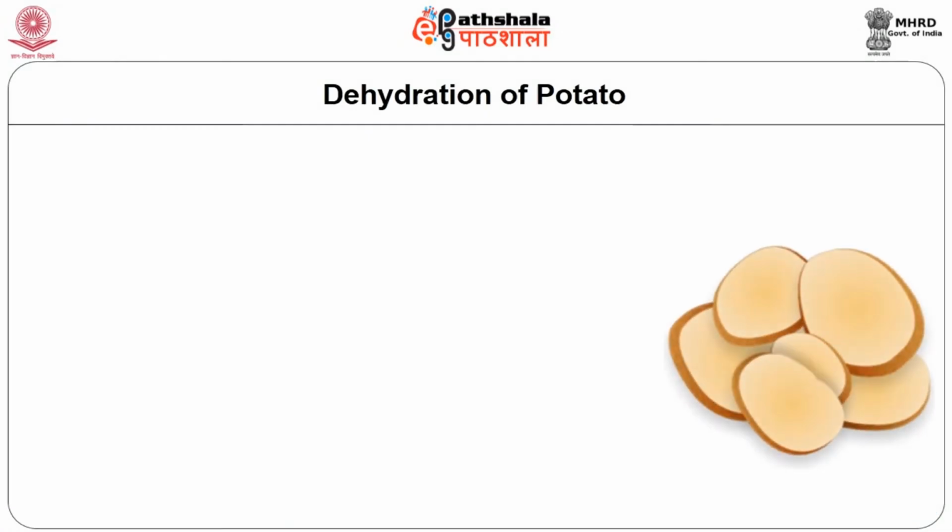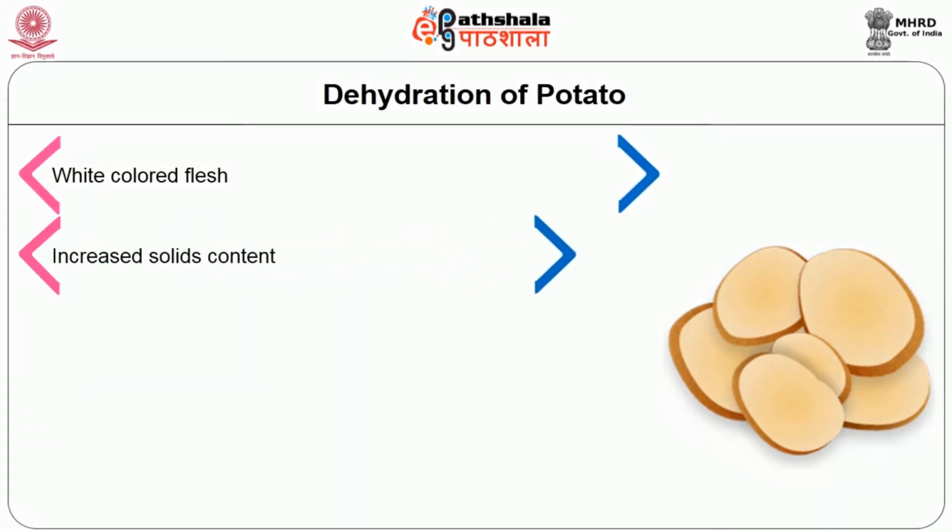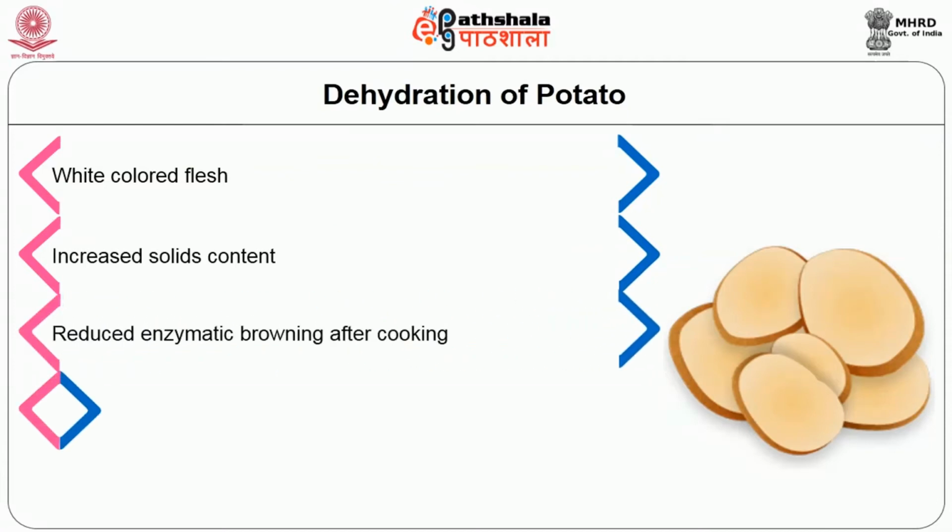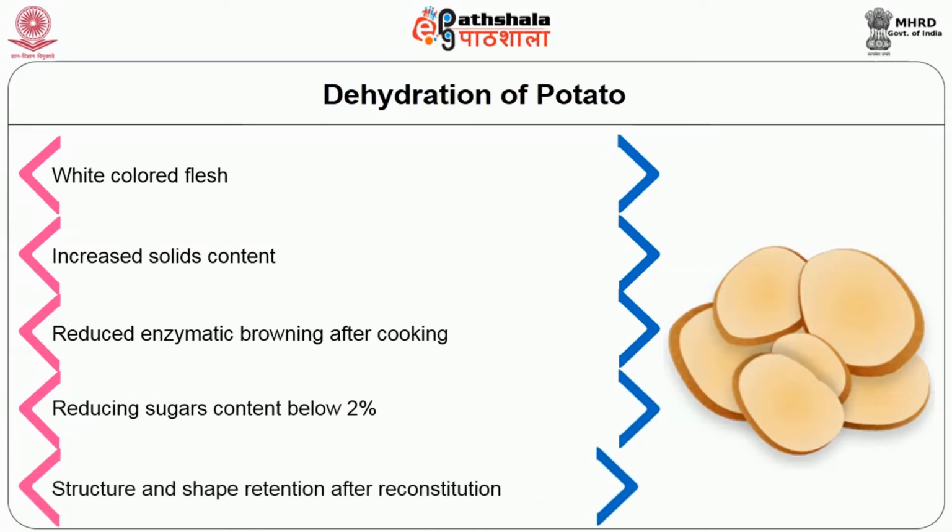Let us discuss about the suitability of potatoes for slice making. The important requisites for potatoes that are selected for slicing are white colored flesh, increased solids content, reduced enzymatic browning after cooking, reducing sugar content below 2%, and structure and shape retention after reconstitution.